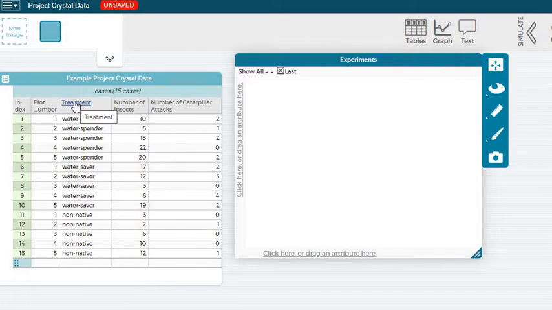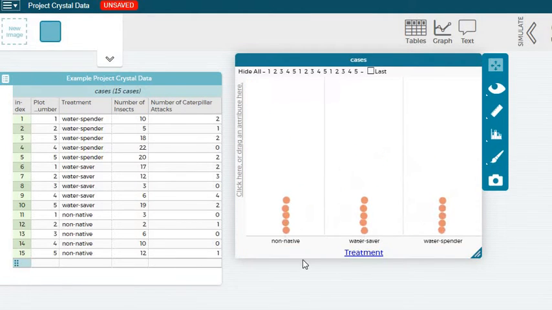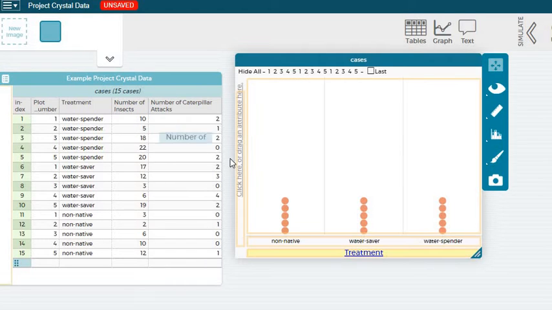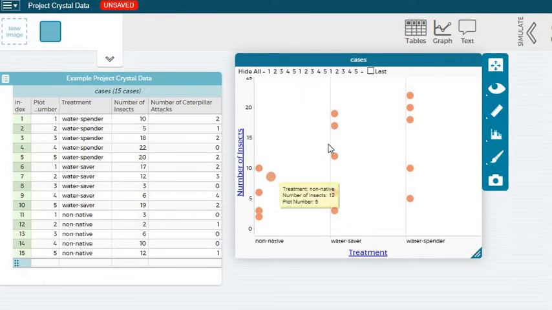The thing we want to compare is the type of plants, or our treatment, so we're going to drag that into the x-axis. And then we want to compare the number of insects in each plot, so we can drag that over here. Now, as you can see, there's a different number of insects in each sample we collected. This is one of those samples that you shook into a bucket and counted how many insects we have. So some are higher and some are lower all around.